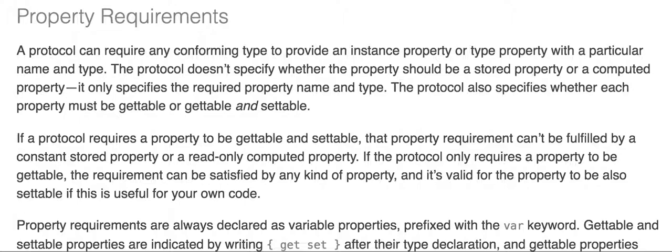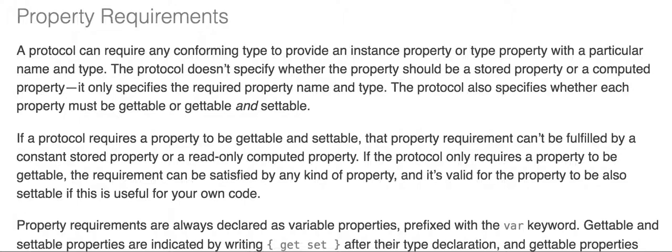Property requirements. A protocol can require any conforming type to provide an instance property or type property with a particular name and type. The protocol doesn't specify whether the property should be a stored property or a computed property. It only specifies the required property name and type. The protocol also specifies whether each property must be gettable or gettable and settable.